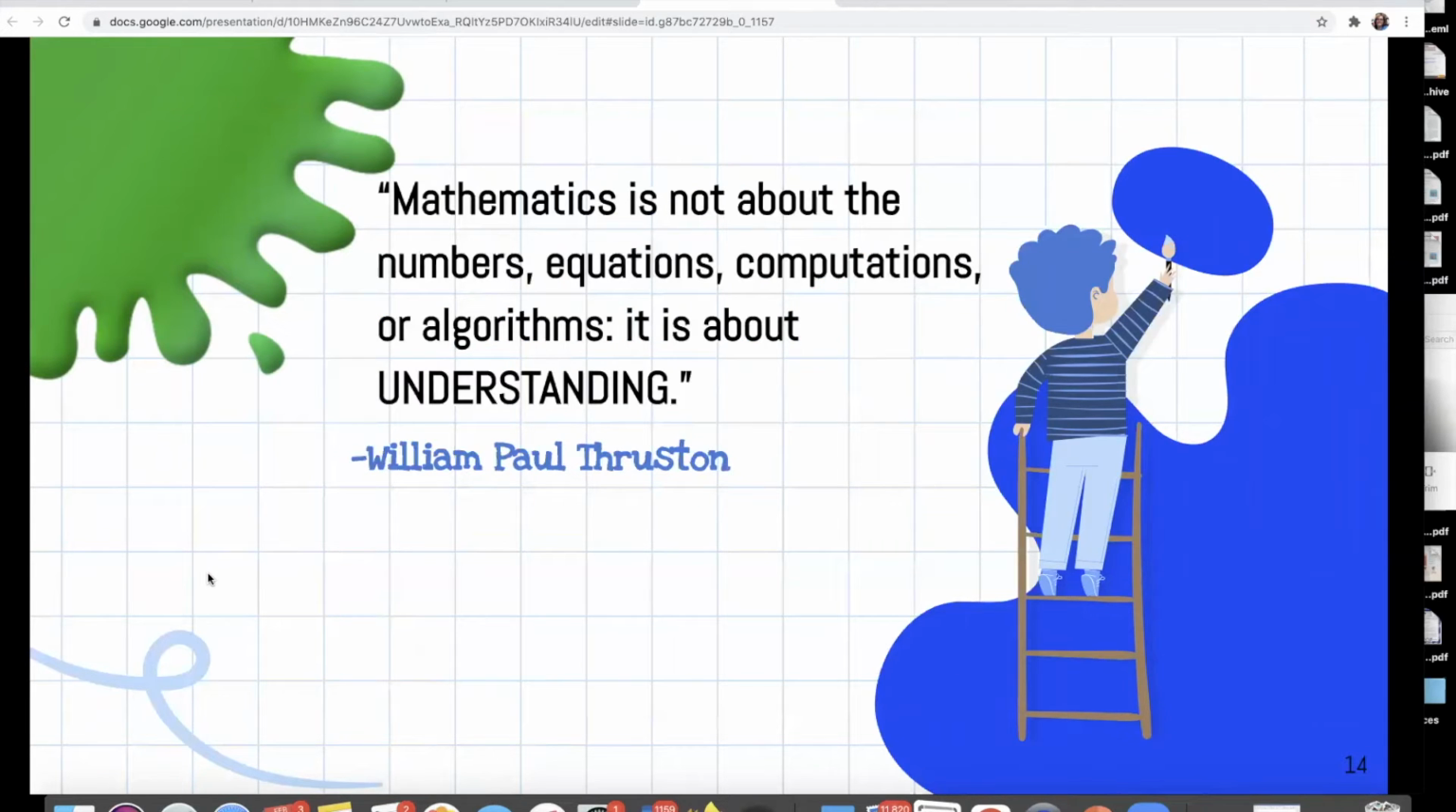And then, of course, we have this quote here from William Paul Thurston: mathematics is not about the numbers, equations, computations, or algorithms. It is about understanding. And that should be our motto, I think, Stephanie. That's what we're all about. It's about the understanding, making sure our kids understand all along the way, all the way up, building that foundation and making sure that they understand what's underneath before we start layering more on. Because as we all know, we're only as strong as our foundation.